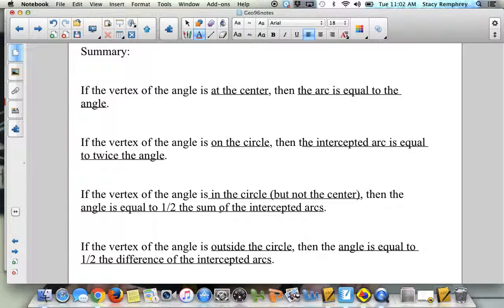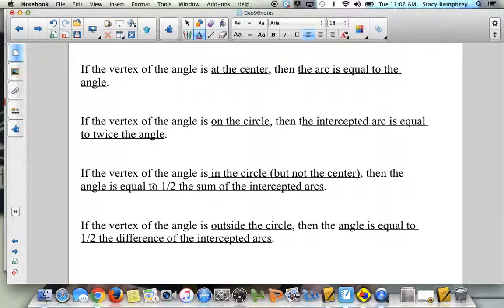Here I have a little summary page for you. We've discussed angles in the circle and their relationship to the arcs for several sections now. If the vertex of the angle is at the center, that's a central angle, and the arc is equal to the angle. If the vertex of the angle is on the circle, that's an inscribed angle, and we studied those over the past 2 days. The intercepted arc is equal to twice the angle. Okay, and then these next two are the ones we did.